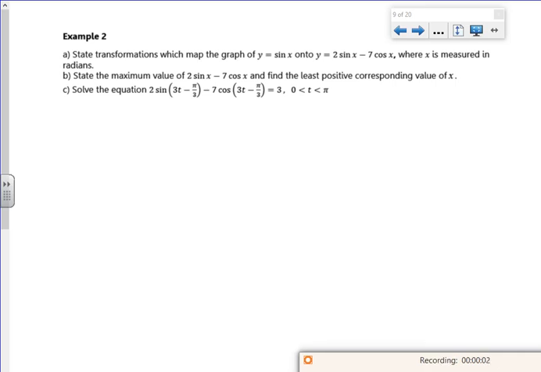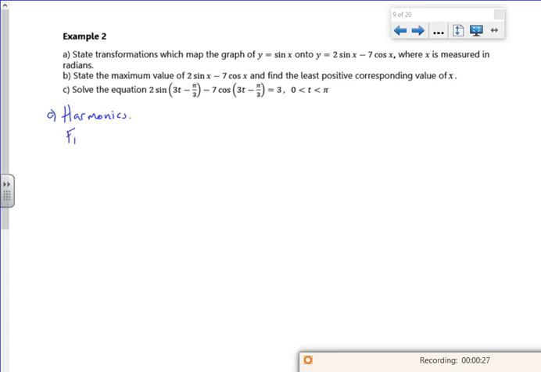So this is example two, potentially your page nine, of the further trig modelling. It's on the third lesson on the applications of the harmonics. Right, so what have we got here? So part A, I want you to do the transformations from sine onto this. So I'm going to look at the harmonic form for this.